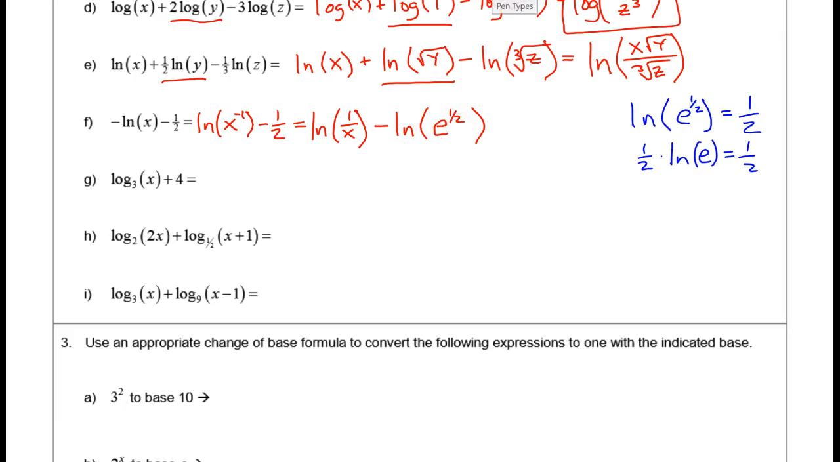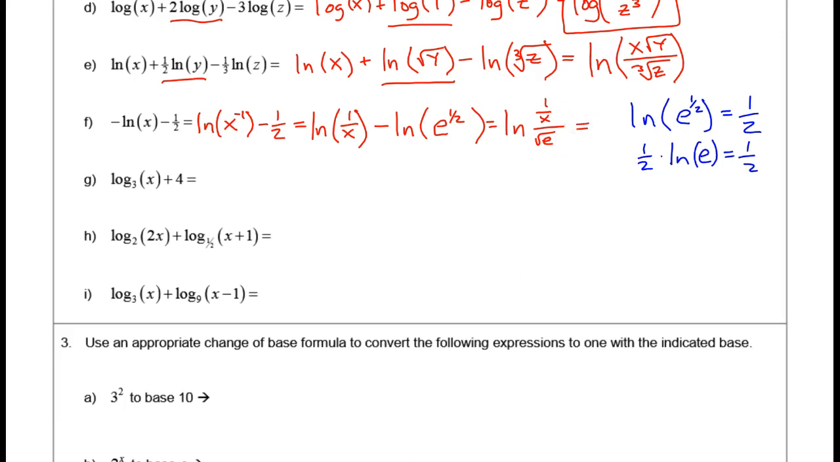And hopefully you followed along with that, because that was the trick that was needed. Now I have a difference of 2 logarithms here, so that means I can rewrite that as a quotient. So this is going to be the natural log of 1 over x divided by, well, let's rewrite this e to the 1/2 as the square root of e. And that looks ugly, so we're going to rewrite that even further.